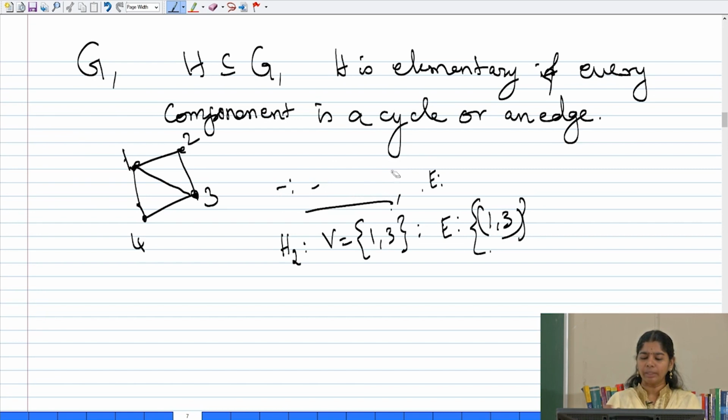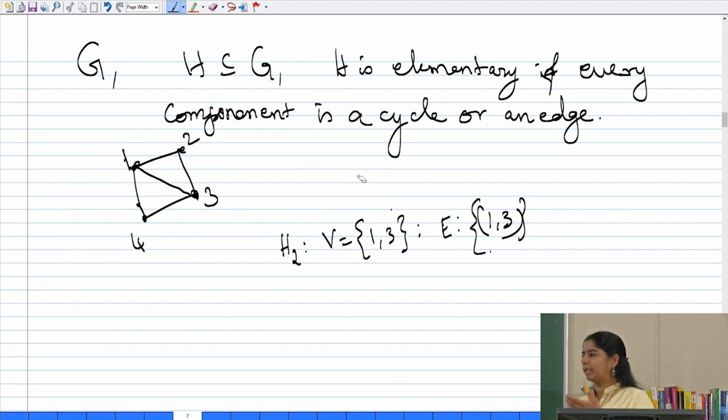Next, we call an elementary subgraph spanning if every vertex is there in my subgraph, that is, the vertex set of H is equal to the vertex set of G. In that case, we call it a spanning subgraph. So, how many elementary spanning subgraphs are possible here?